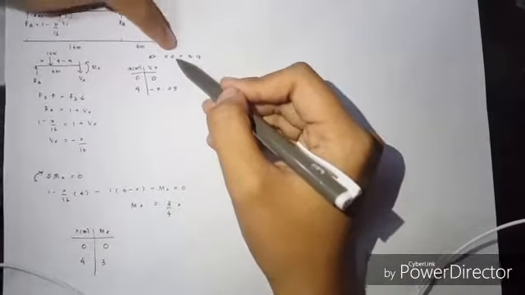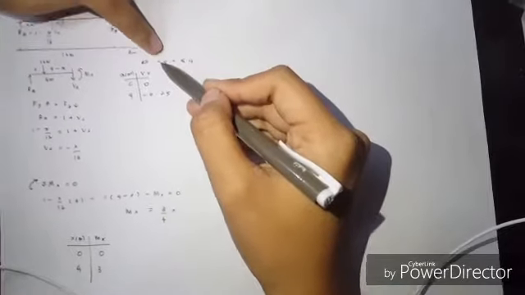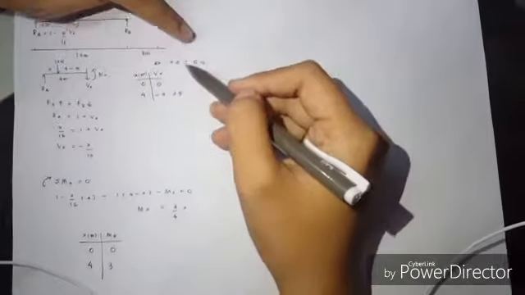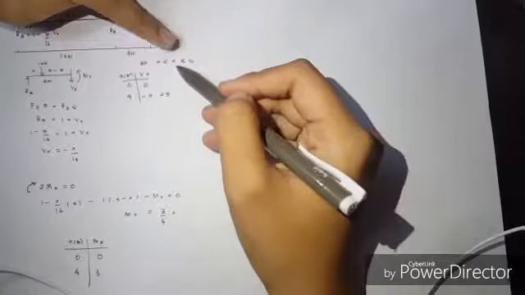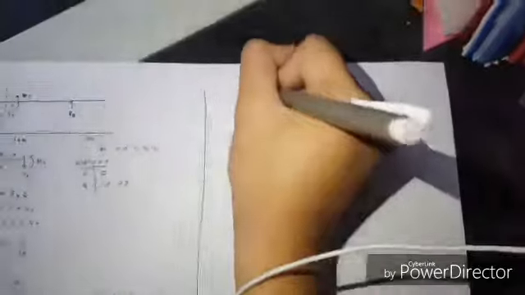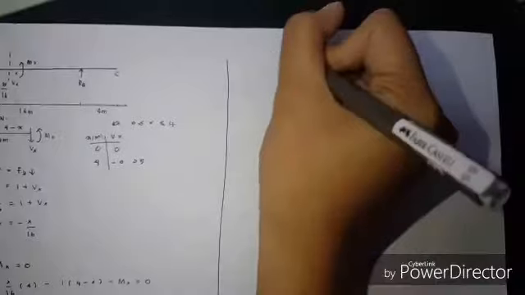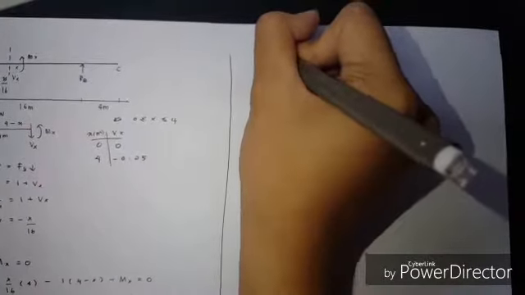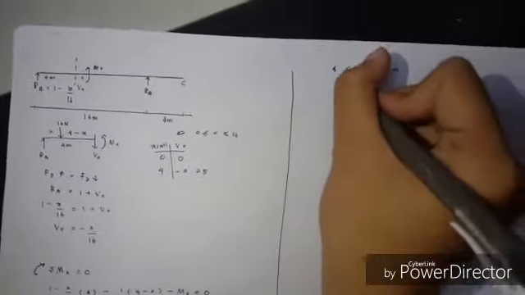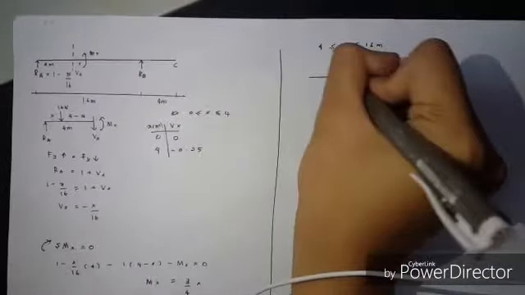This is the case where x is between 0 and 4. Then one more, we assume x is between 4 meter and 16 meter, and we will find Vx.